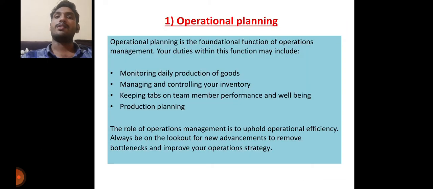First of all, we are discussing operational planning. Operational planning is the foundational function of operations management. Your duties within this function may include, first, monitoring daily production of goods. Second, managing and controlling your inventory. Third, keeping tabs on team members' performance and well-being. Fourth, production planning. The role of operations management is to uphold operational efficiency. Always be on the lookout for new advancements to remove bottlenecks and improve your operational strategy.